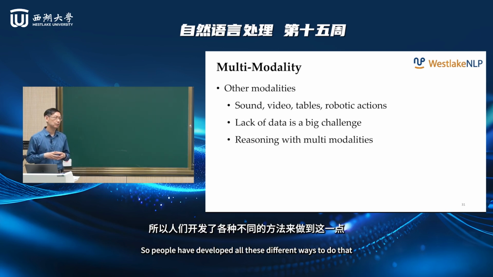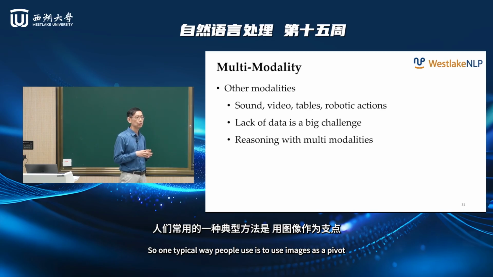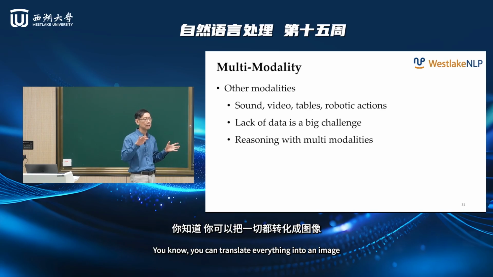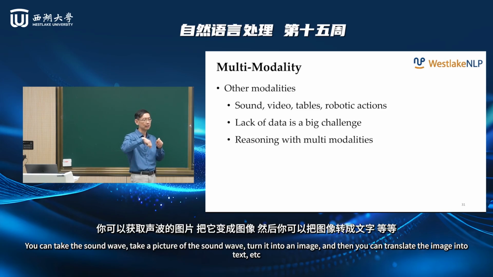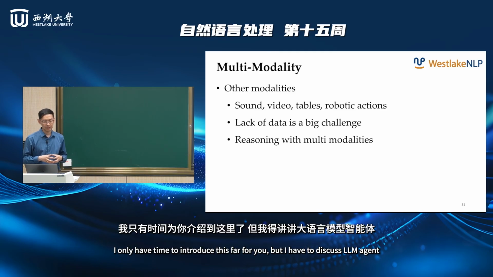So people have developed different ways to do that. One typical way is to use image as a pivot. You can translate everything into an image. For example, for sound signals, you can take the sound wave, take a picture of the sound wave, turn that into an image, and then you can translate the image into text, etc. Okay, so I only have time to introduce this much for you.